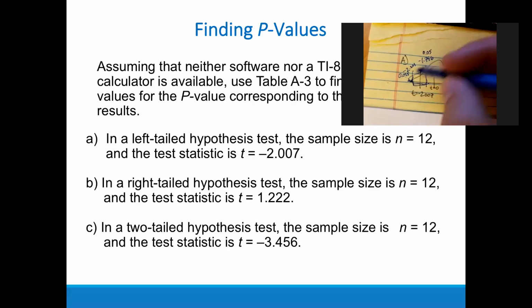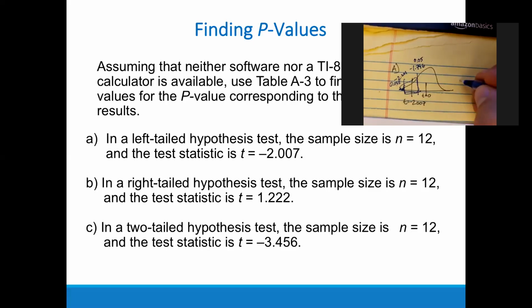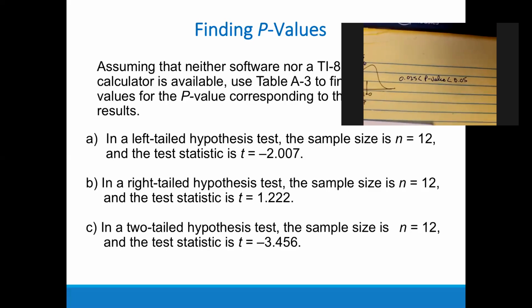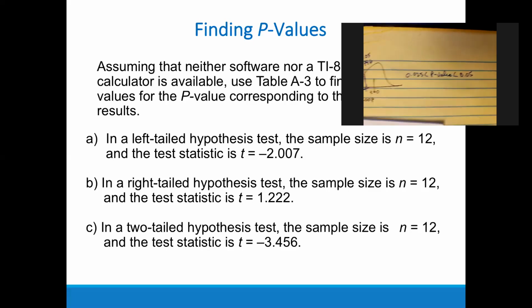So you might say 0.025 is less than the p-value, which is less than 0.05. So you might write that as the p-value being within a range of values. So again, just trying to make sure you understand how you interpret those, okay?